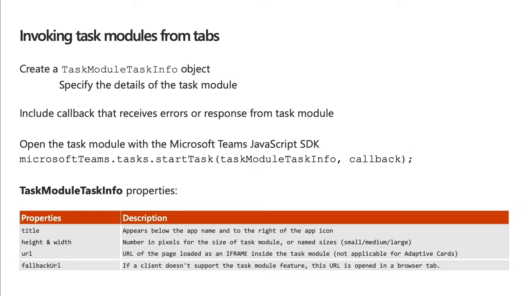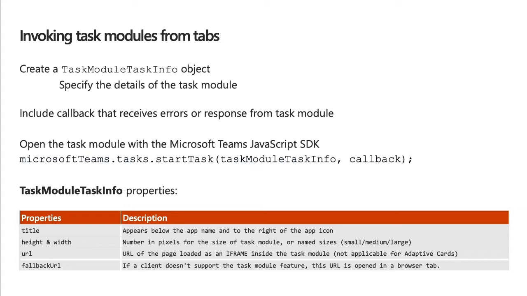You've got the title property that appears below the app name to the right of the app icon. Height and width parameters, these are numbers or strings, and these properties can be a number that represents the task module's dimensions or one of the predefined sizes of small, medium, or large. The named sizes are predefined percentages of the available space to display the task module. For the width, small, medium, and large are 20%, 50%, and 60%, while the height values are 20%, 50%, and 66%.